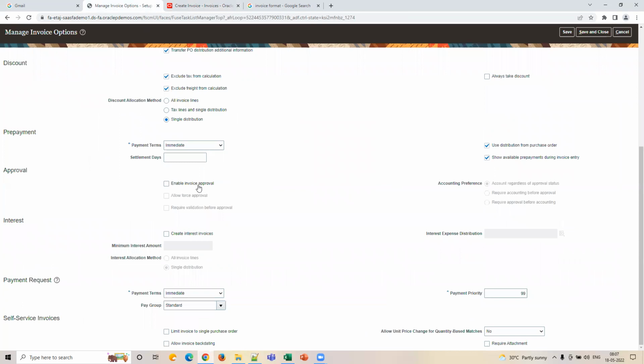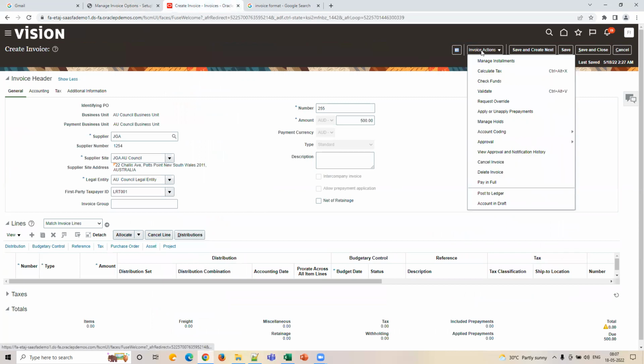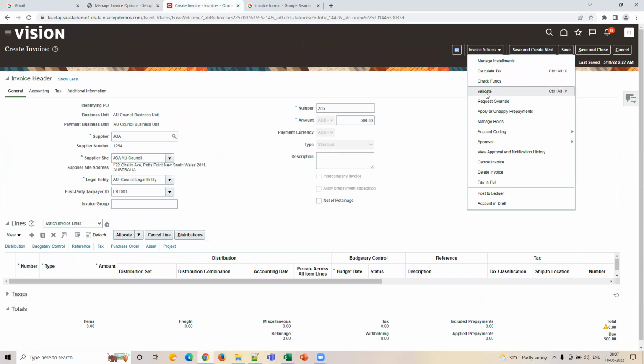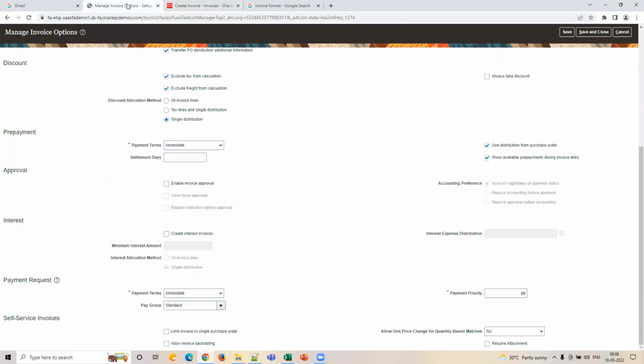And then recording approval, enable your approval. Can I enable allow force approval? And when should my approval go? My approval should go before my validation or not. Require validation before approval. If you enable this option, you should validate your invoice. Validate invoices means checking whether your invoice looks good or not, like any mistake you have in the invoice, like unmatched falls. Okay. Validation is required 100%.